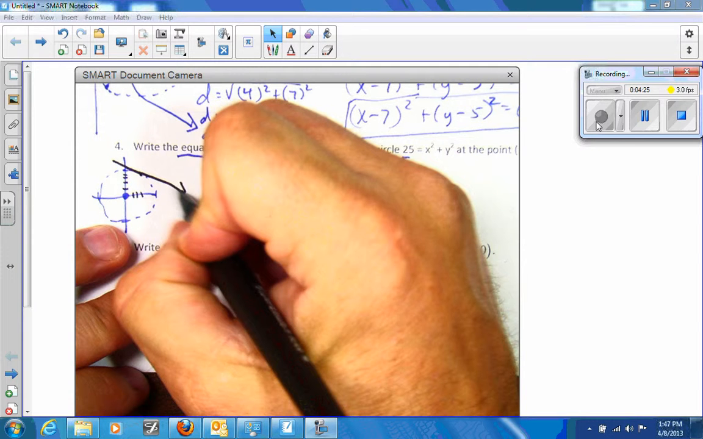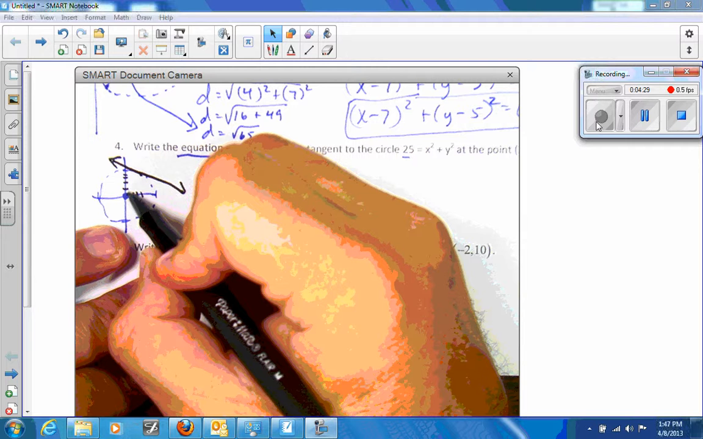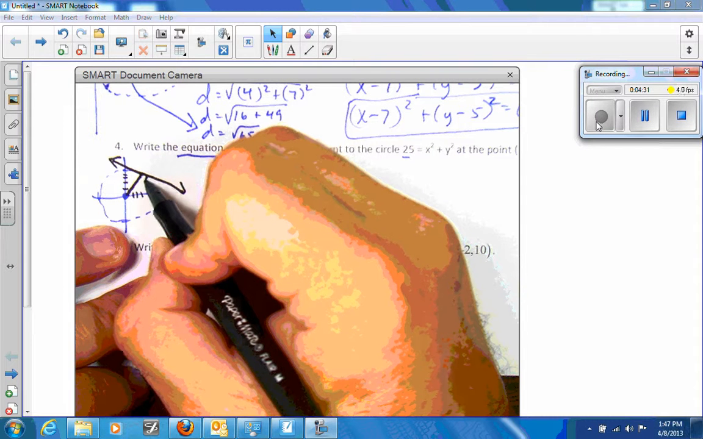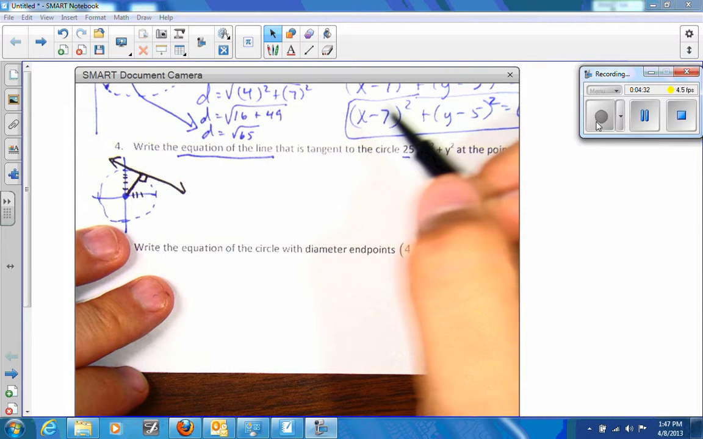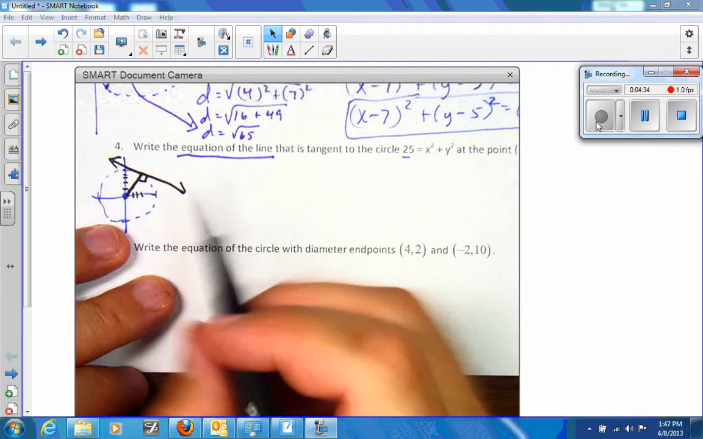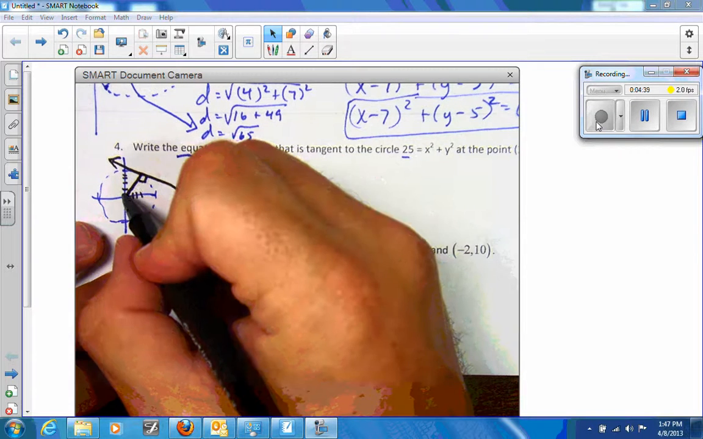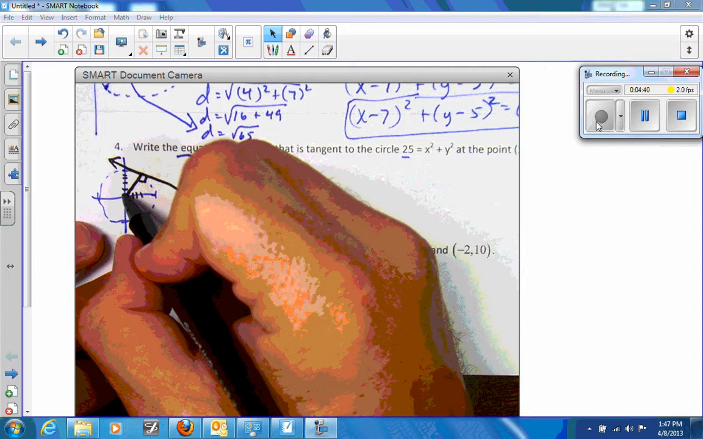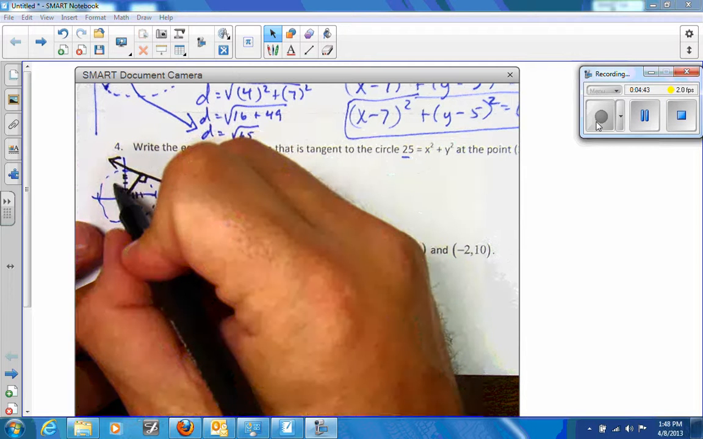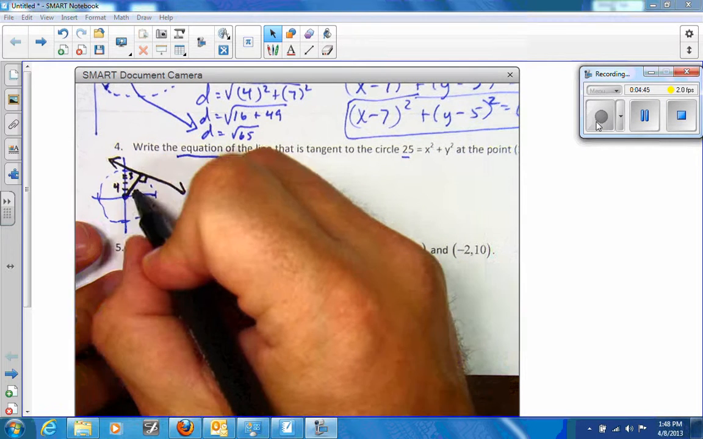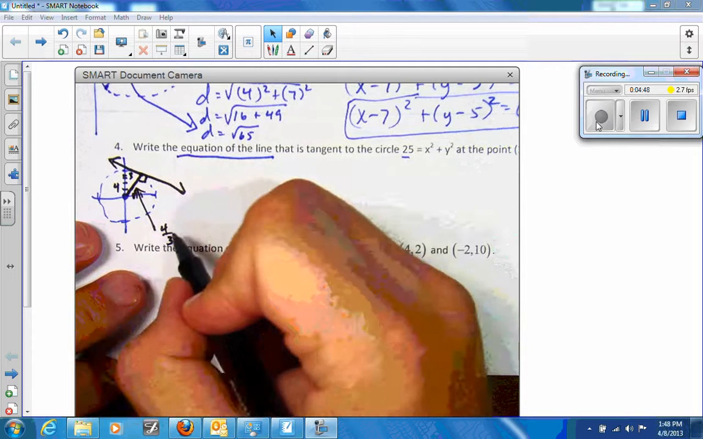Now notice this line has a negative slope. Also, it creates a 90-degree angle with the radius. It might not look it right there, but it does actually create a 90-degree angle. What does that mean? Well, I know that this slope is a rise of 4 and a run of 3 to get to this point. So this slope right here is 4 over 3.